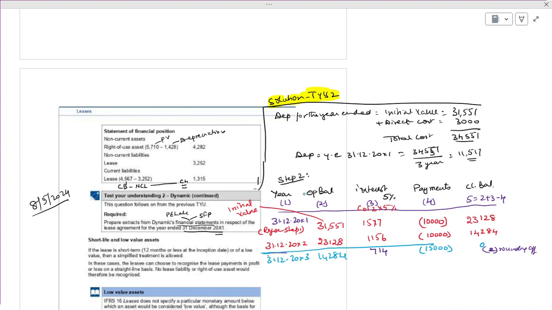Now, which one is the non-current liability and which one is the current liability? 23,128 is the non-current liability. Good.